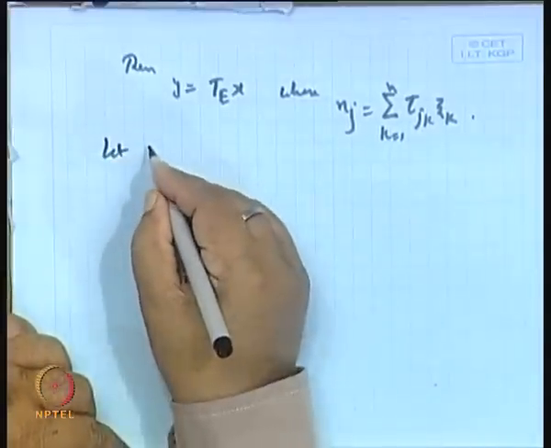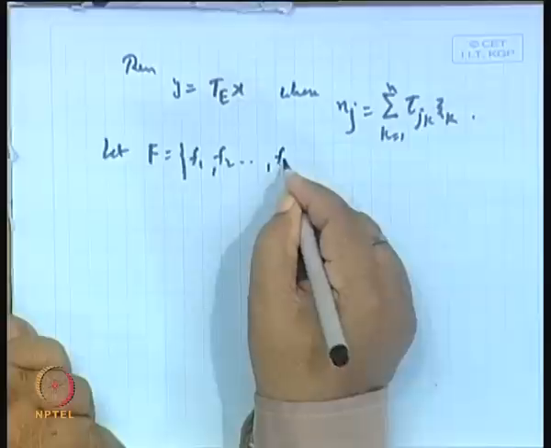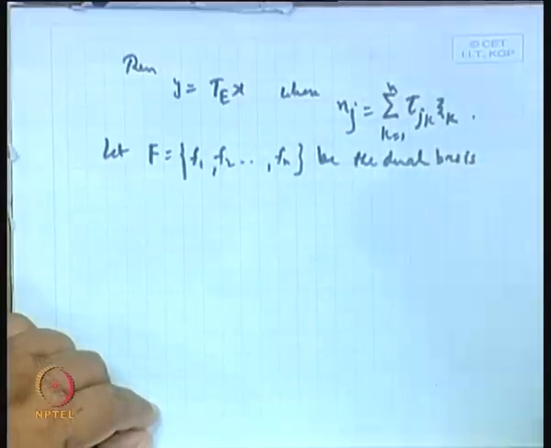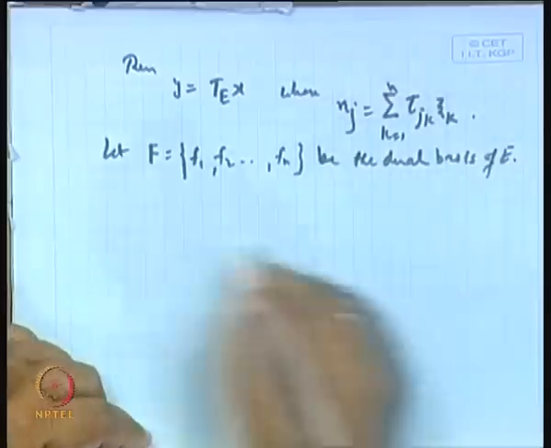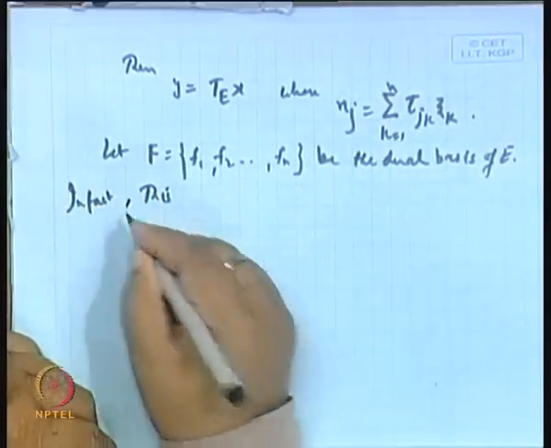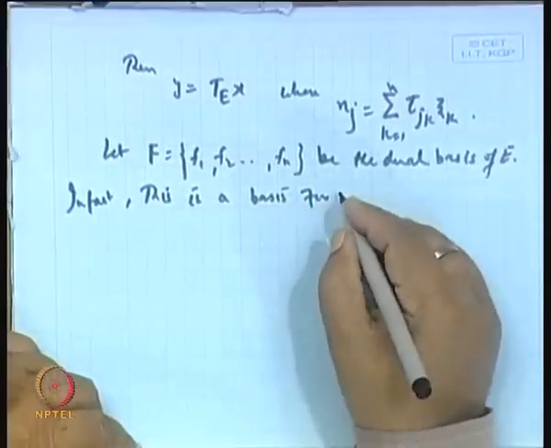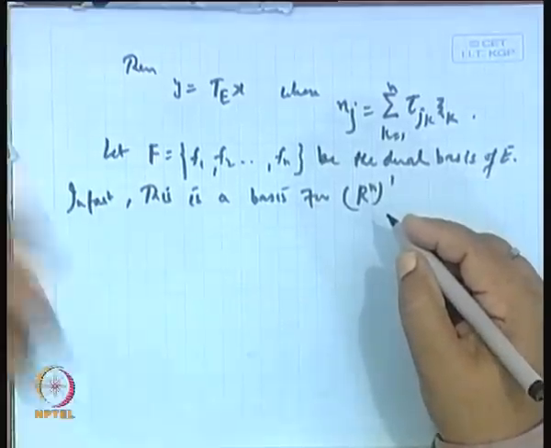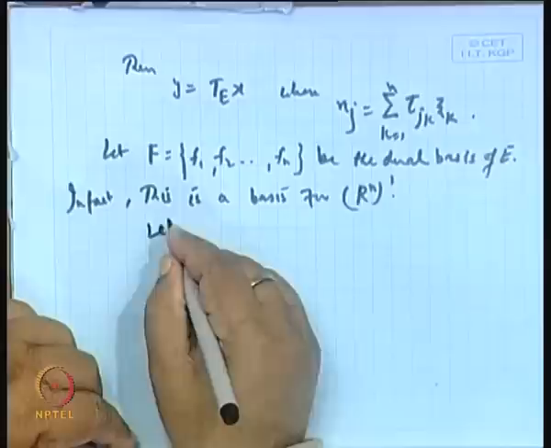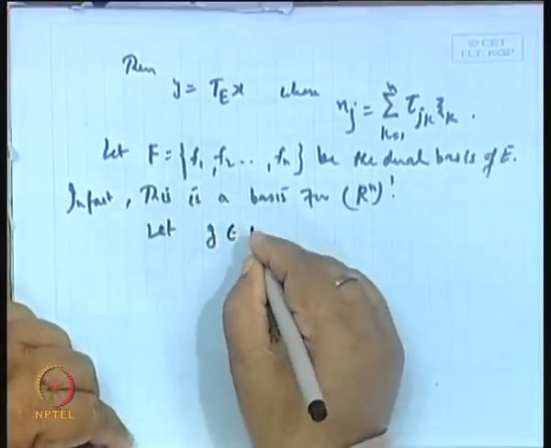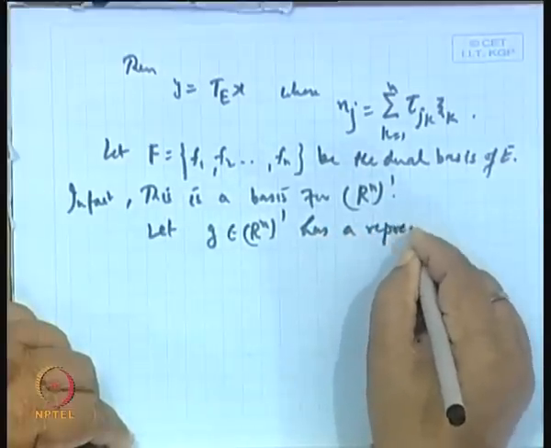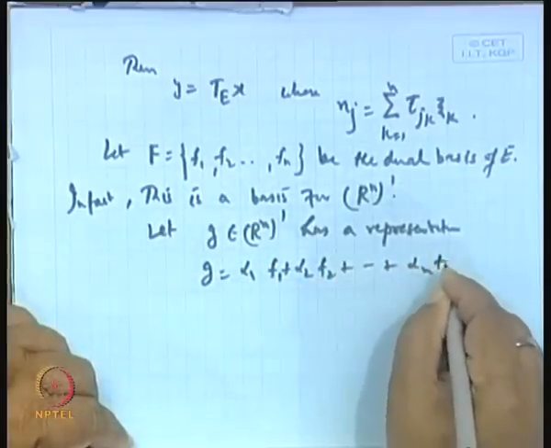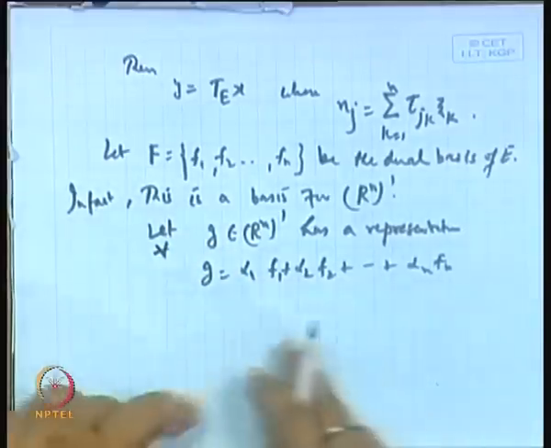Now let us take a set F1, F2, ..., Fn to be the dual basis of E. In fact, this is a basis for Rn dual. We have discussed the dual basis. Here f j of e k is the canonical delta. So let g belong to Rn dual; it has a representation as alpha 1 f1 plus alpha 2 f2 plus ... plus alpha n fn. In fact, this is true for every g, we have a representation like this.